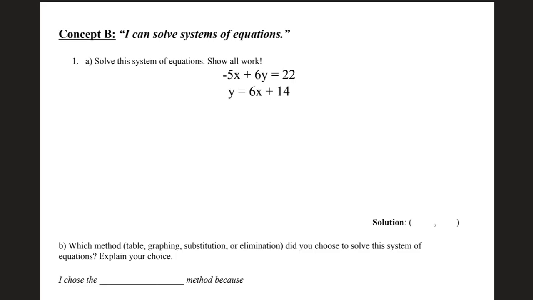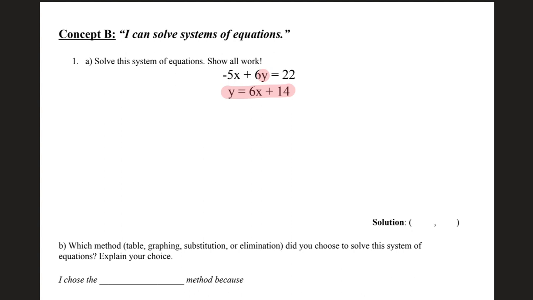All right, so now let's move on to concept B. Concept B is I can solve systems of equations. The first one says solve and show all work. So I see that this one is written in two different forms. The second form is slope-intercept form, and that means our variable is by itself, which means I can take this and plug it in here. So I'm going to use substitution.